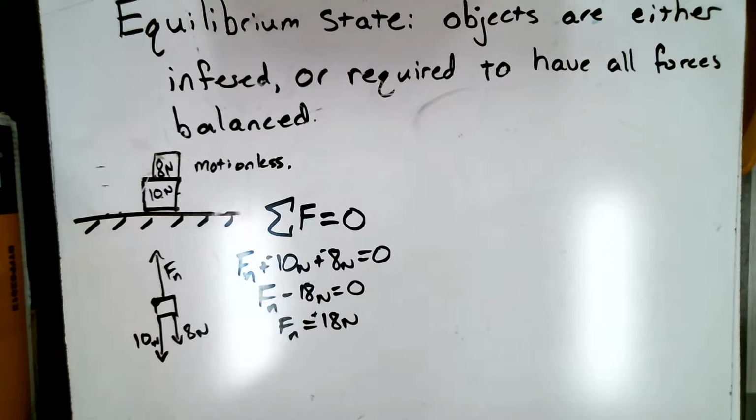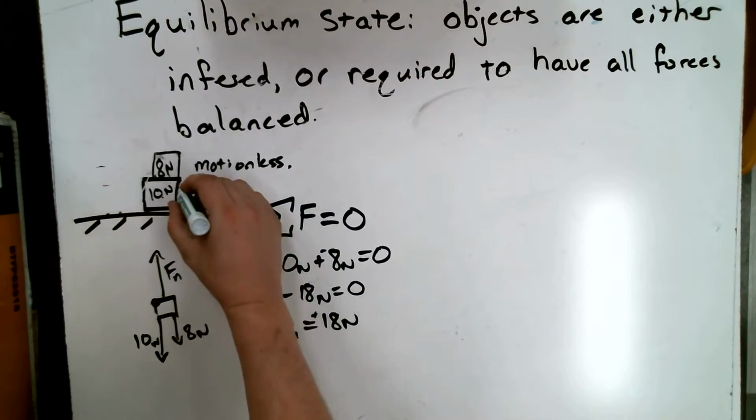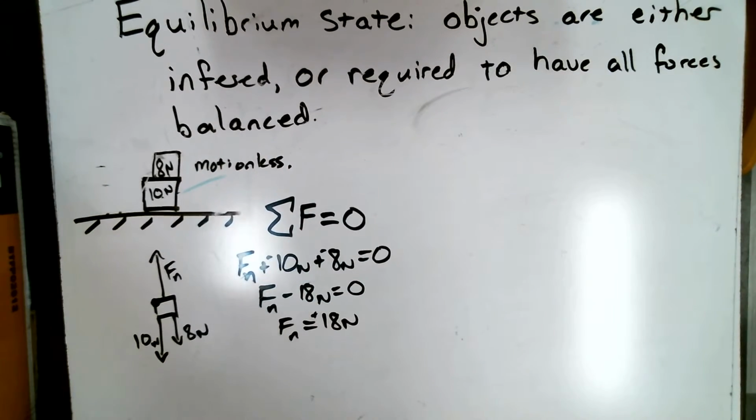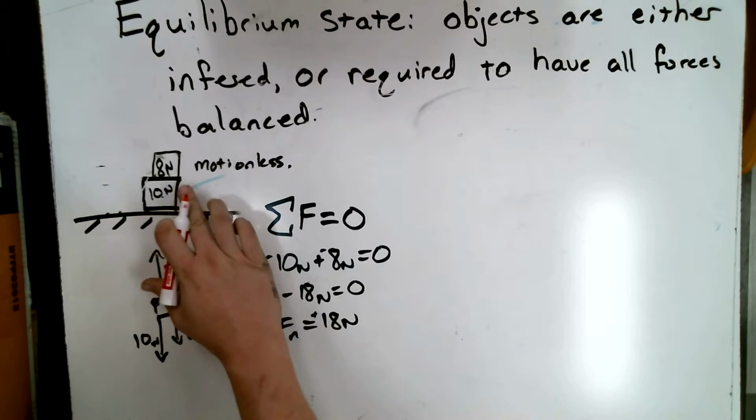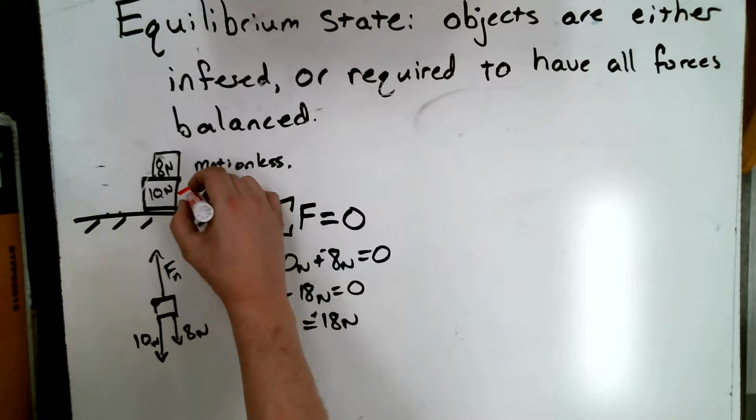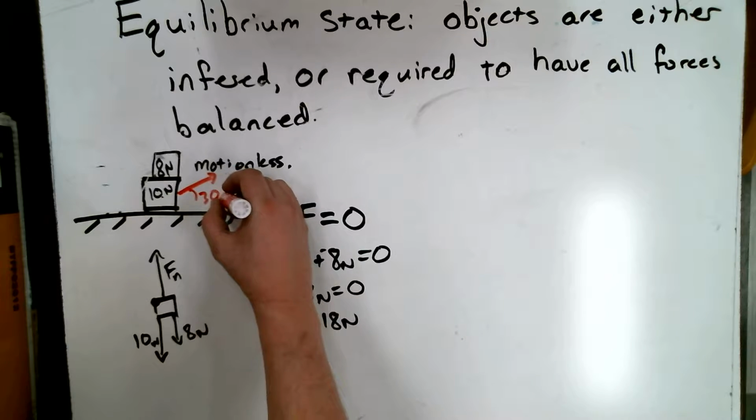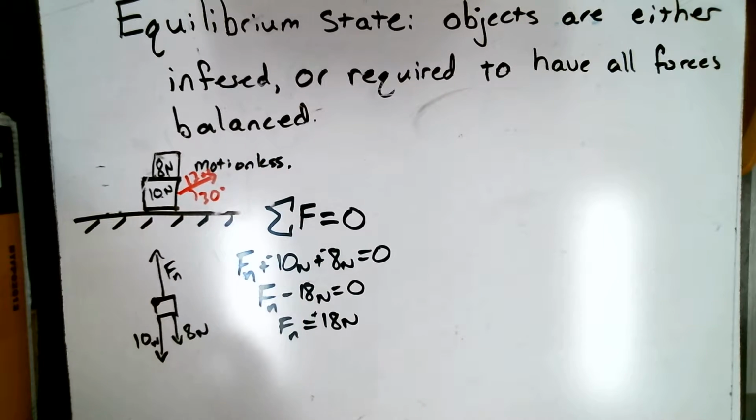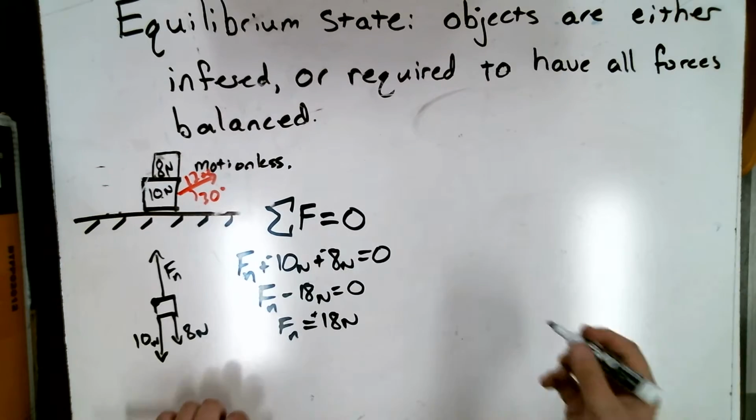Now, things can get a little trickier if we have things happening in two directions. So let's add over here a 12 Newton force pulling up and at an angle of 30 degrees. Let's put a 12 Newton force on there. So now we've got some really weird things going on. So we're going to redraw the force diagram, nice and big here.